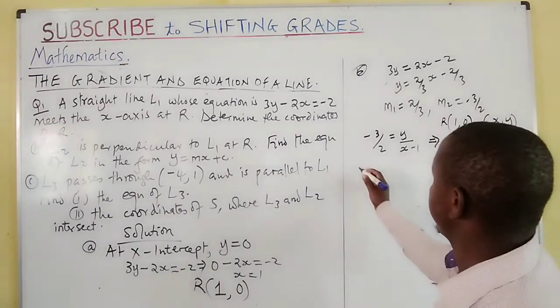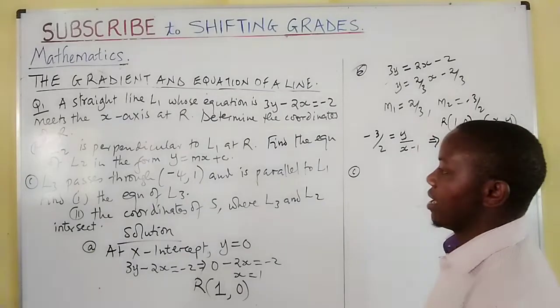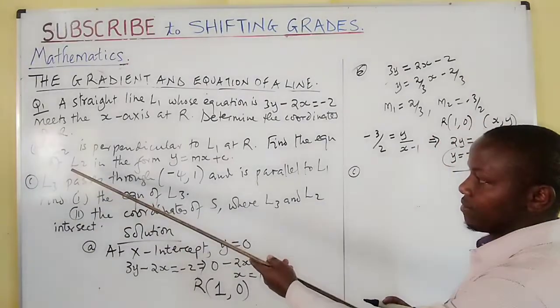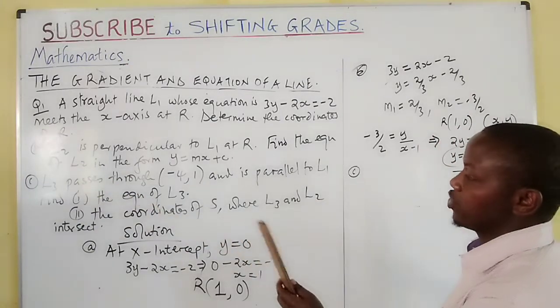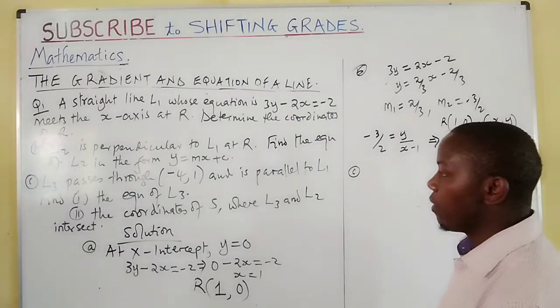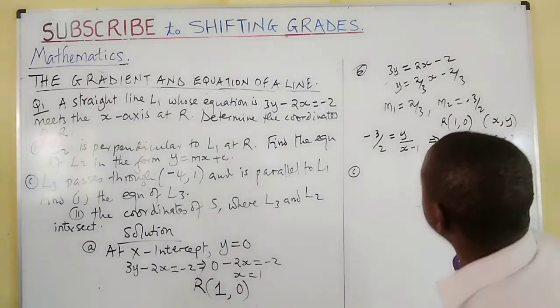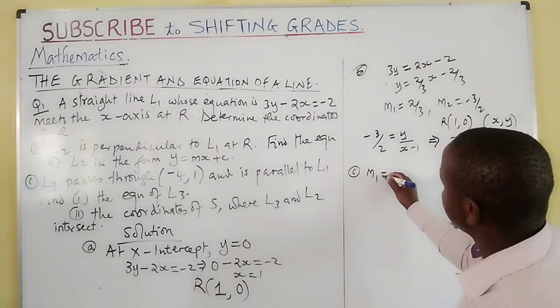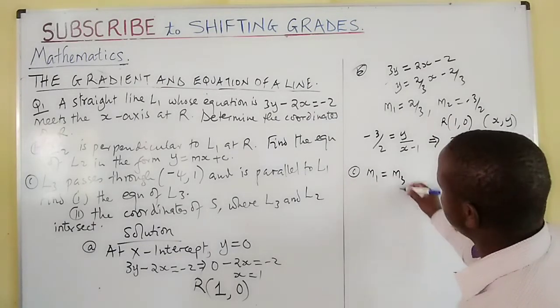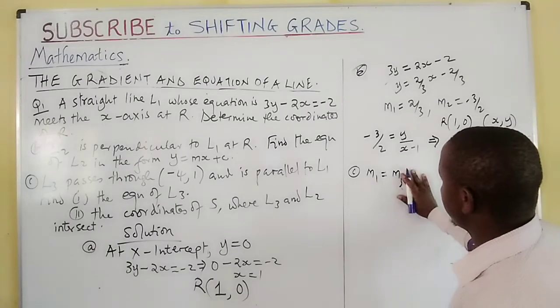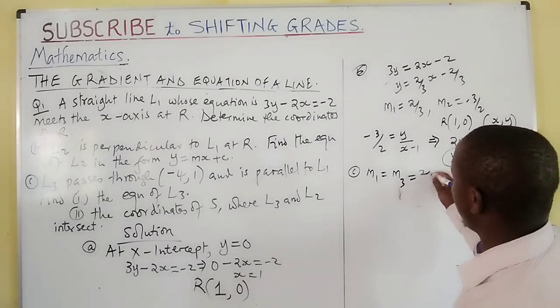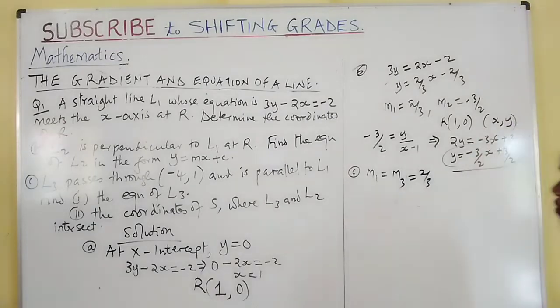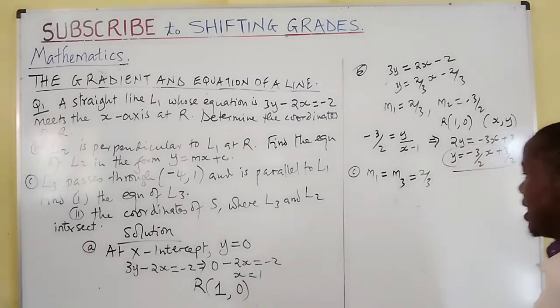Then part C, we are told L3 passes through the point (-4, 1) and is parallel to L1. So if it's parallel to L1, then it means the gradient for line 3, you can call it m3, will be 2 over 3, because we've said for parallel lines their gradients are the same.